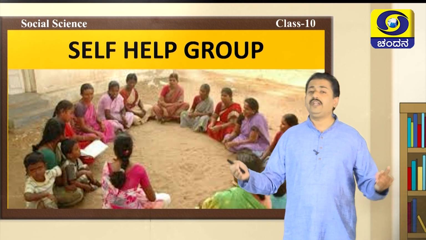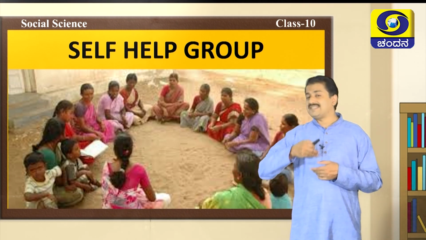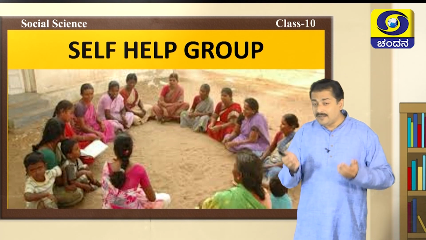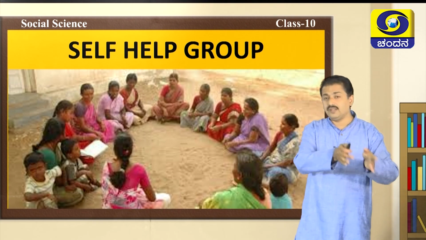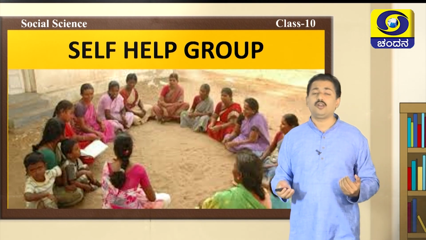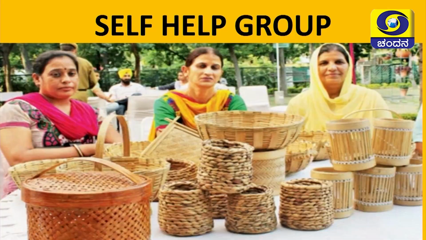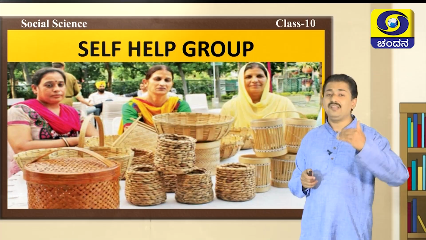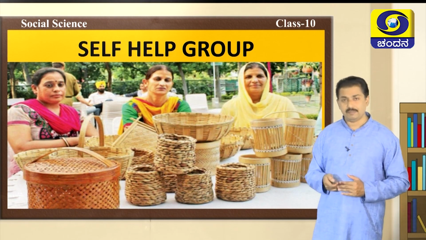Here about 15 to 20 women invest jointly and produce, sell, and whatever income they earn is put in the bank, and whenever they require a loan they obtain it. So, this is called a self-help group. So, in India, self-help groups are increasing the financial status of rural and urban women.